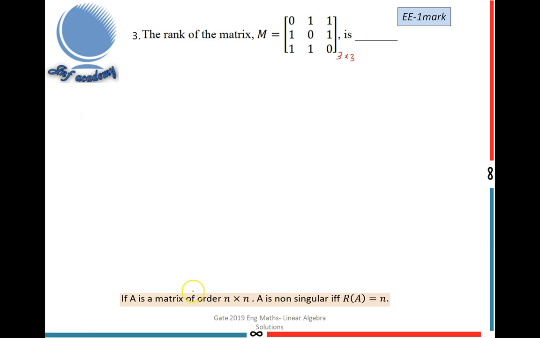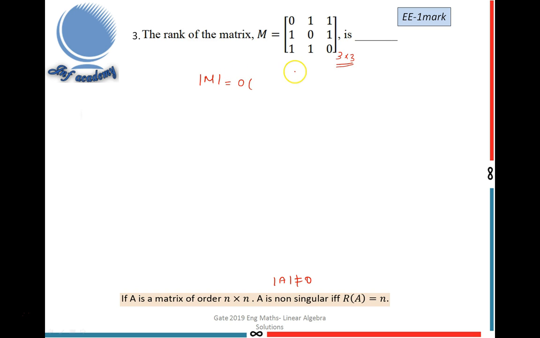That is, if A is a matrix of order n by n, that means A is a square matrix of order n, and A is non-singular if and only if rank of A equal to n. A is non-singular means determinant A not equal to 0 if and only if rank of A equal to n. So in this case, I first find the determinant of M. Suppose I got determinant of M not equal to 0, then the rank of M equal to 3 because this matrix is a square matrix of order 3. So first I find determinant of M.